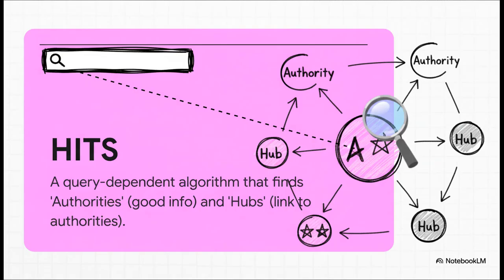Now, there's another key algorithm called HITS, and it takes a totally different tack. Unlike PageRank, HITS is query dependent. It only runs after you hit search. For your specific search, it tries to find two kinds of special pages. First, there are authorities. These are the pages that seem to have the best info on your topic. And then there are hubs. Hubs don't have the answer themselves, but they're really good at linking to the best authorities. You see the relationship? A good hub points to good authorities, and a good authority gets pointed to by good hubs.